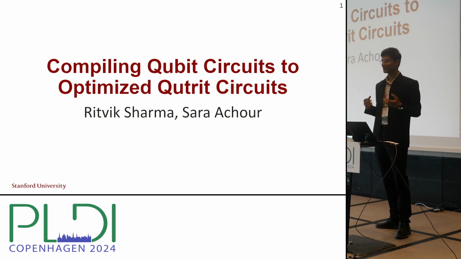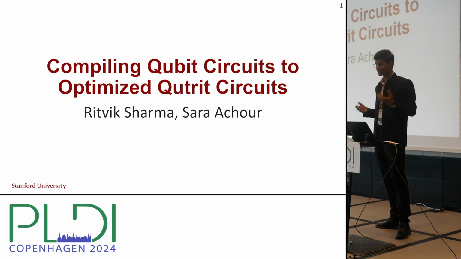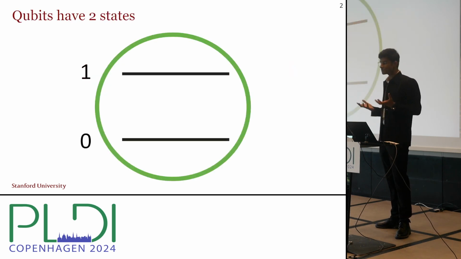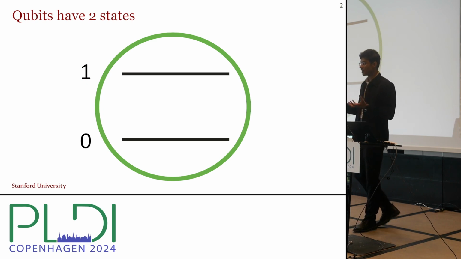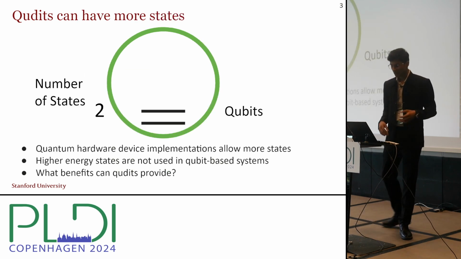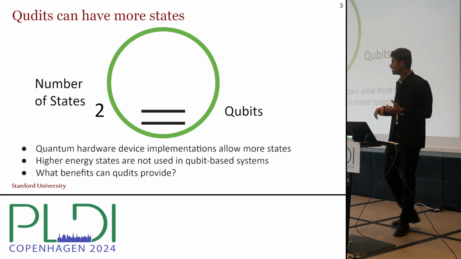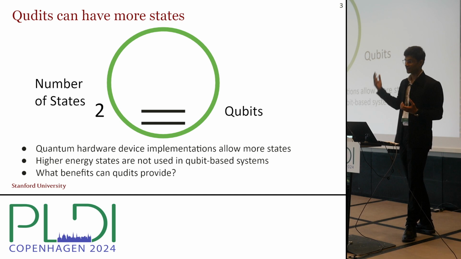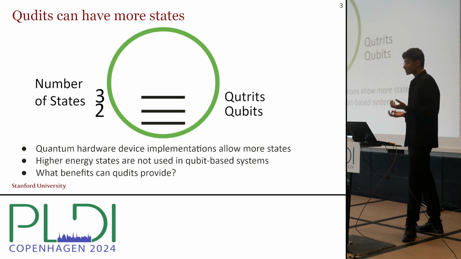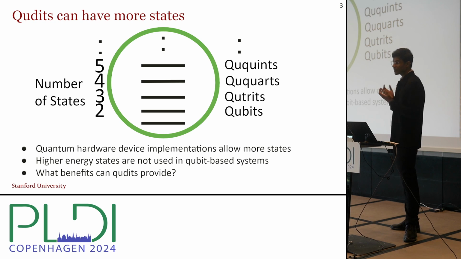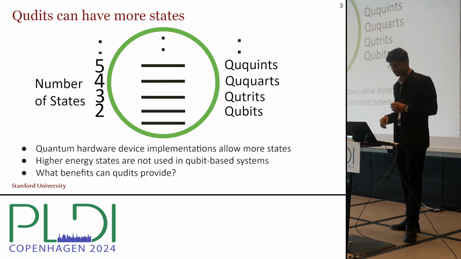My work is on compiling qubit circuits to optimize qutrit circuits, and this work was done at Stanford with Professor Sara Achour. Generally speaking, quantum computing is done with these devices that have two energy states or levels. They're called qubits. But in reality, many quantum hardware technologies used to implement qubits can actually support an infinite number of energy states. They're called qutrits when you use 3 of their states, ququarts when you use 4 of their states, and so on, generally being referred to as qudits for d states.